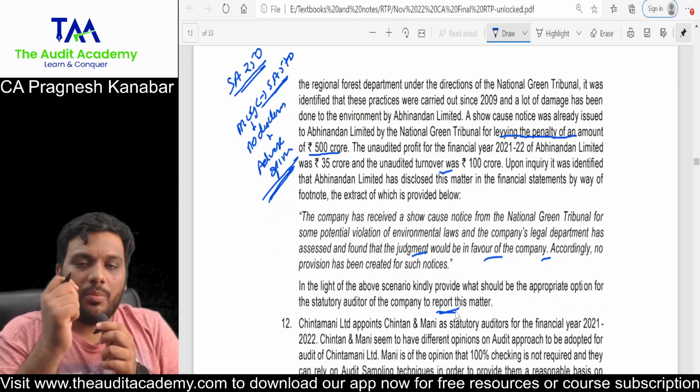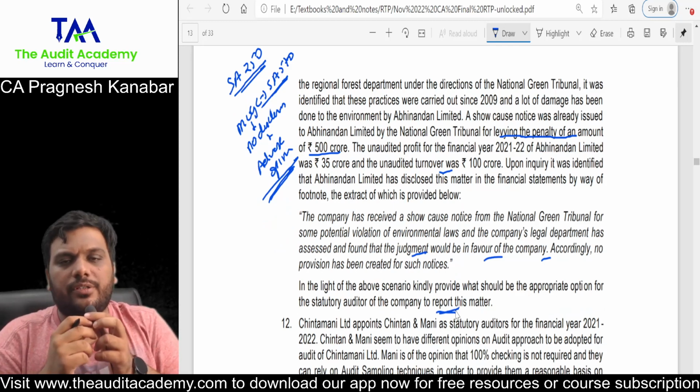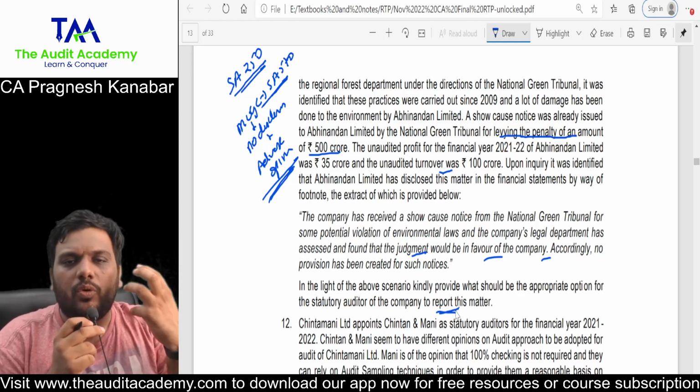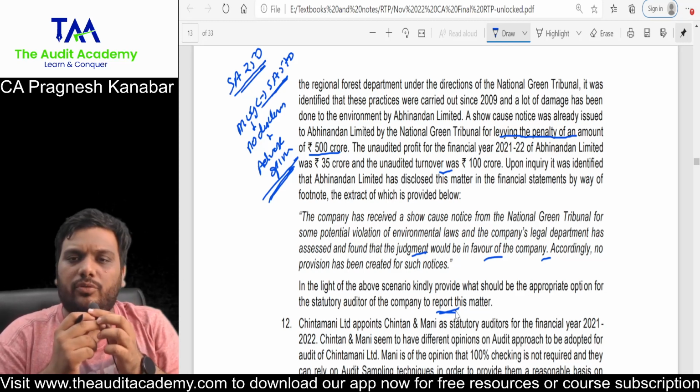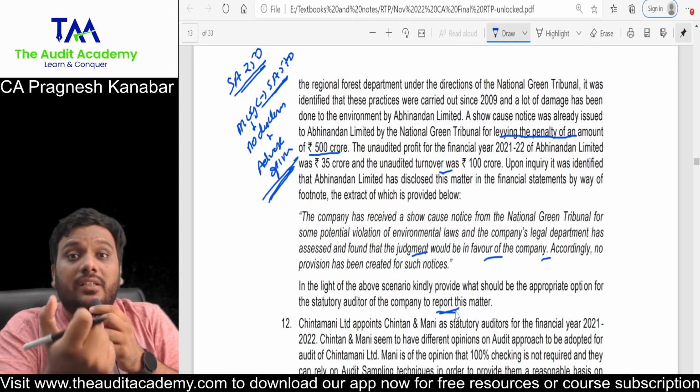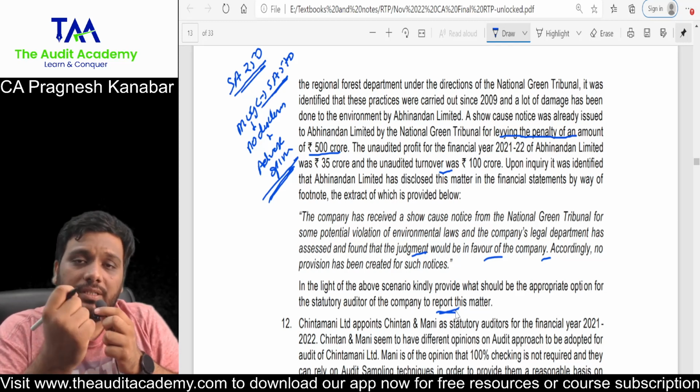Now, when they talk about reporting, there is a master chart that I give to my students. When you talk about reporting, you have to think from the angle of opinion, and from the angle of what can be covered in other paragraphs also in the audit report. Now, this is a case of a company.